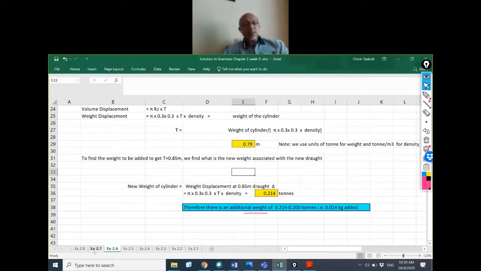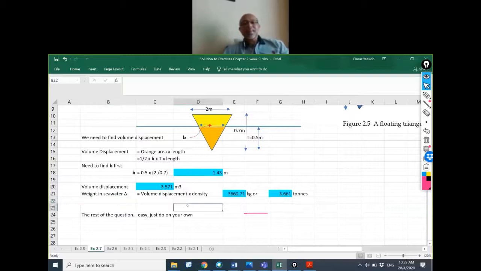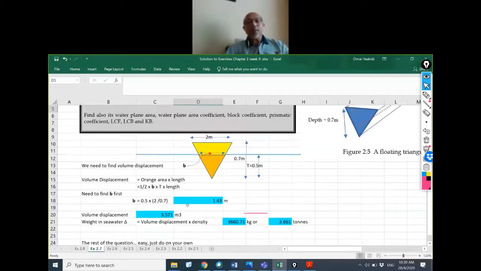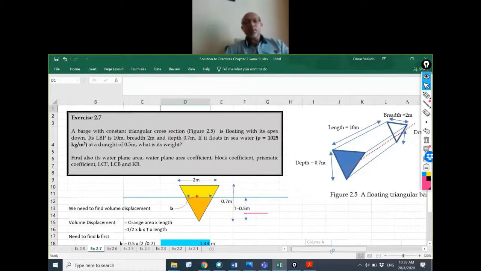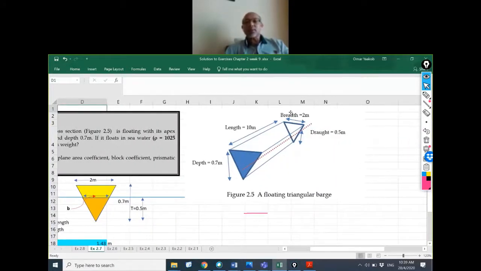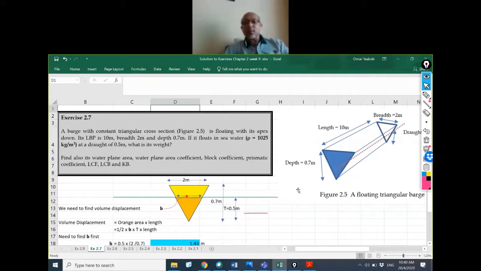Okay, 2.7. So this is a bit more complicated because it needs you to understand what's happening here. So we have this barge. It is floating like this. And this is a draft of 0.5 meter. And that breadth up there is 2 meters. And this is 0.7 meter, the depth. Okay. So if it is floating like that, and you see from this direction, then this is how it looks. So this is the part that is submerged underwater.